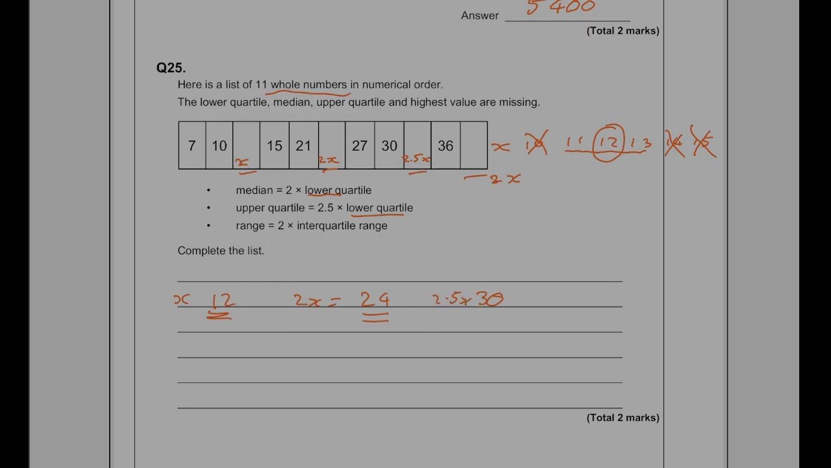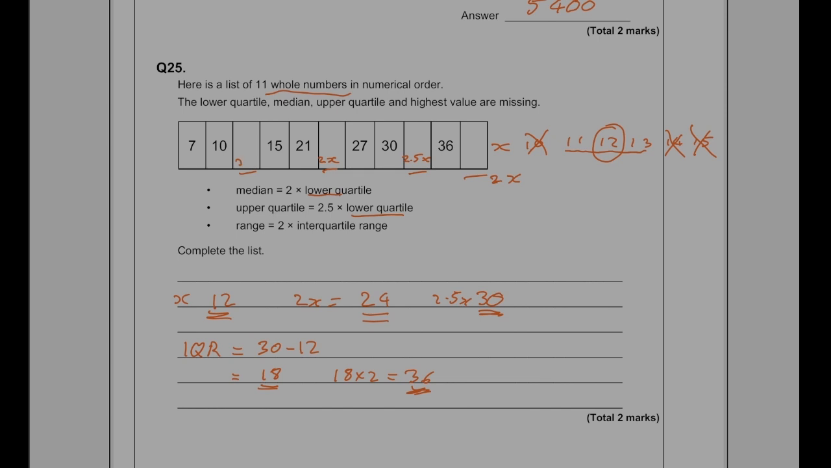And then let's think about the range being 2 times the interquartile range. The interquartile range here would be equal to 30 take away 12, which would give us 18. So 18 times by 2 would give us 36. So there's no reason why they would not work. We've got a couple of repeated values, but that's not a massive issue.